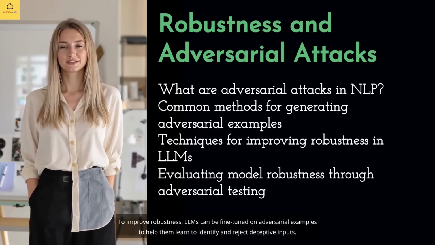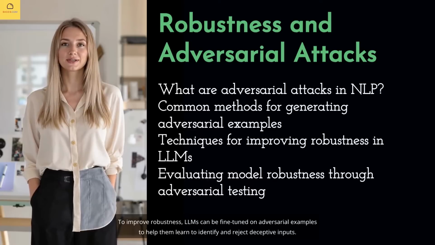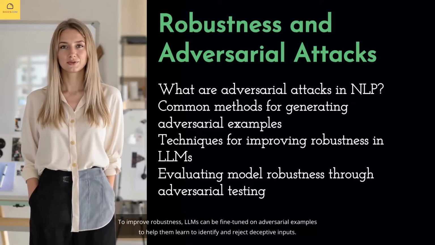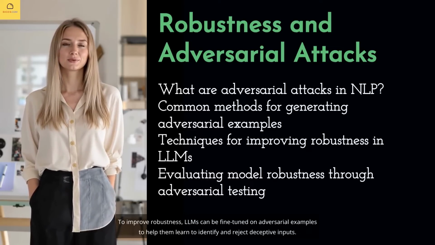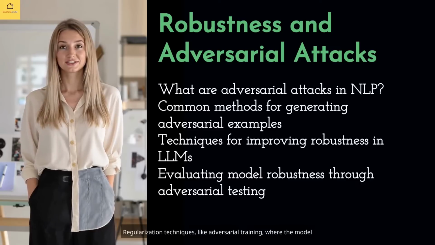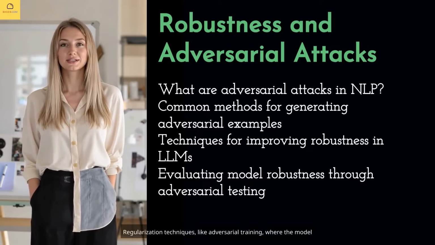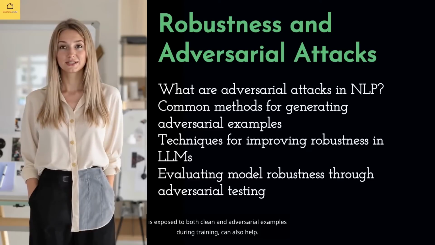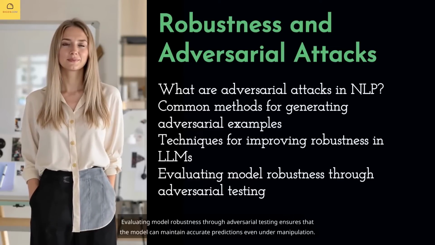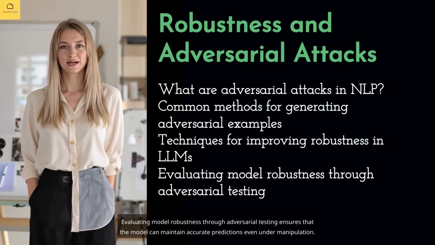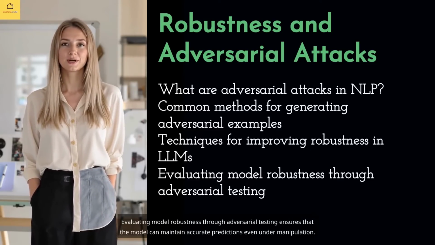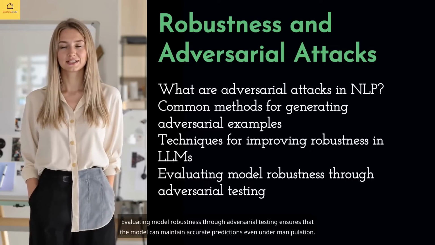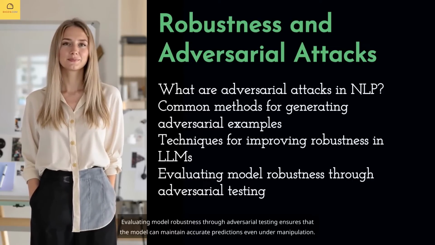To improve robustness, LLMs can be fine-tuned on adversarial examples to help them learn to identify and reject deceptive inputs. Regularization techniques, like adversarial training, where the model is exposed to both clean and adversarial examples during training, can also help. Evaluating model robustness through adversarial testing ensures that the model can maintain accurate predictions even under manipulation.